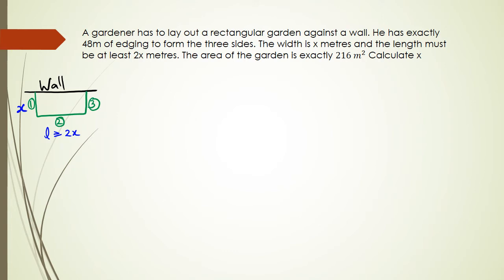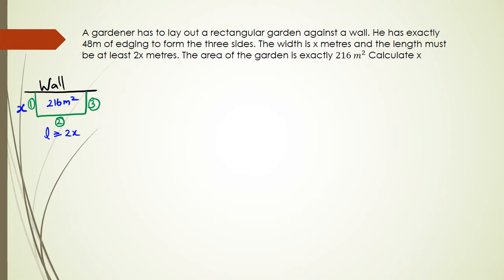Now when I gave this problem to my kids, and I think this is what most people do, they just automatically put length equal to 2x. Just be careful that it's actually at least 2x. Now it says the area of the garden is 216 meters squared, so we've got 216 meters squared as the area, and we're asked to find x.